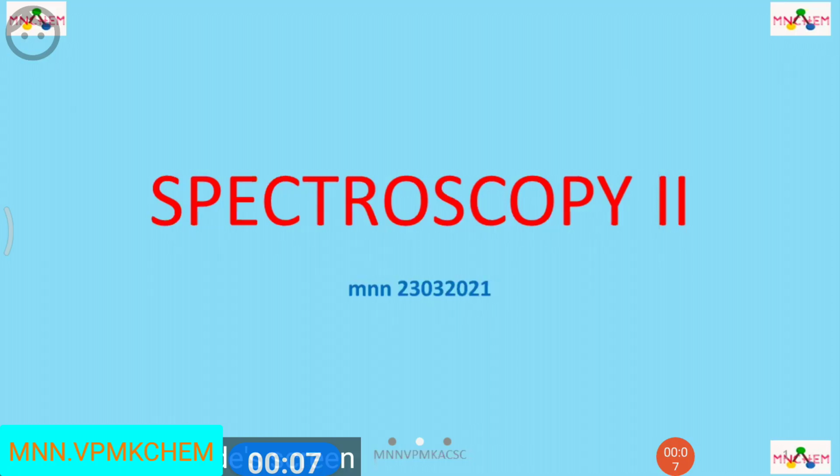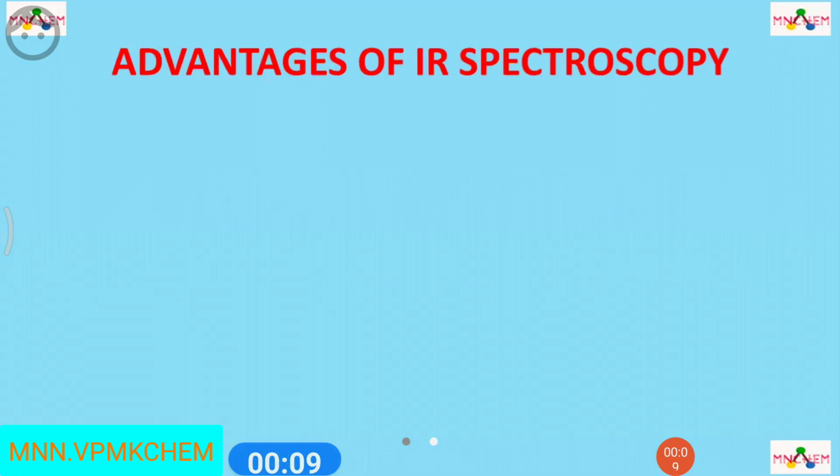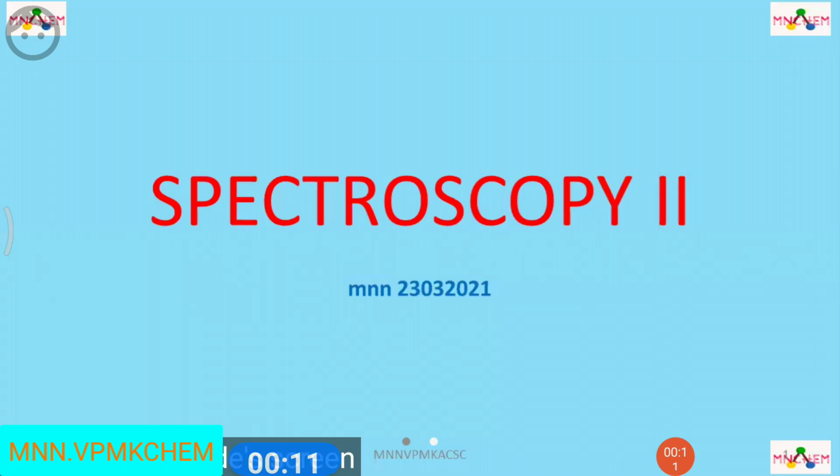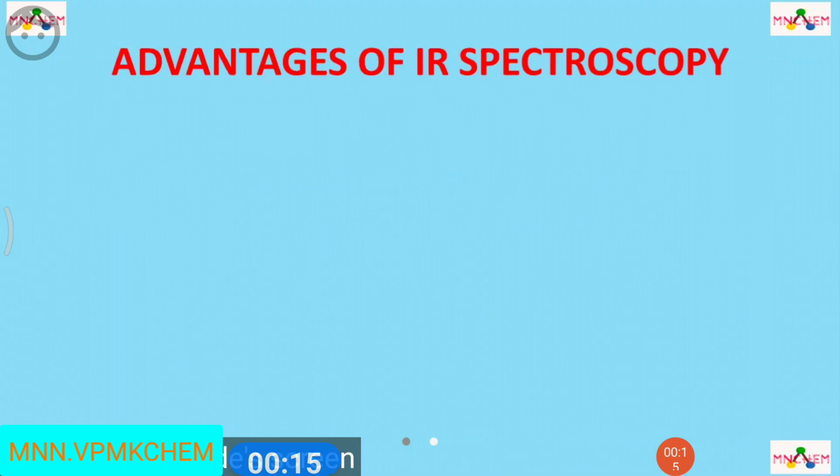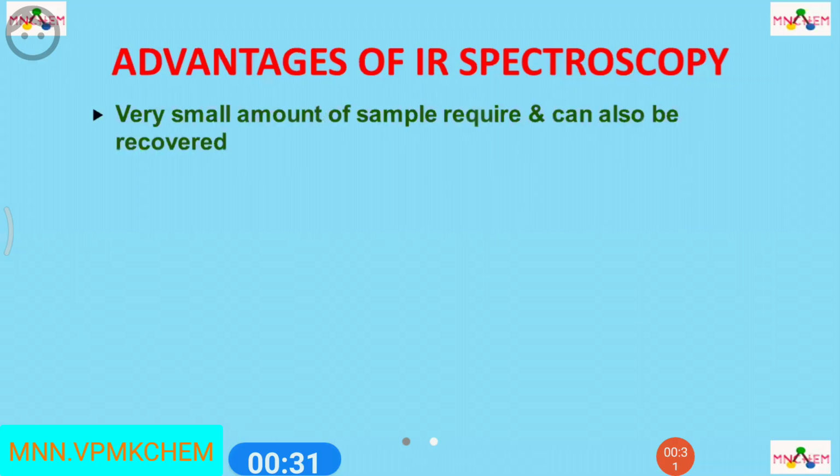In today's session, we are going to discuss advantages of IR spectroscopy. There were conventional methods used for structure elucidation. Now, IR spectroscopy has certain advantages over the conventional methods. We can list few of those.